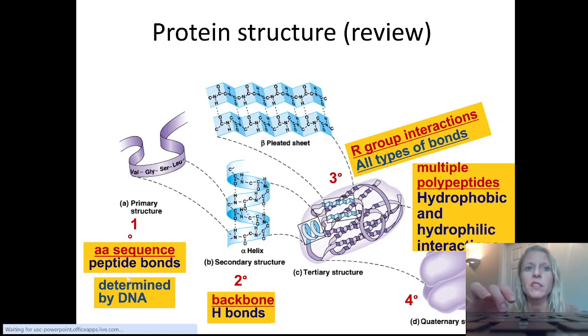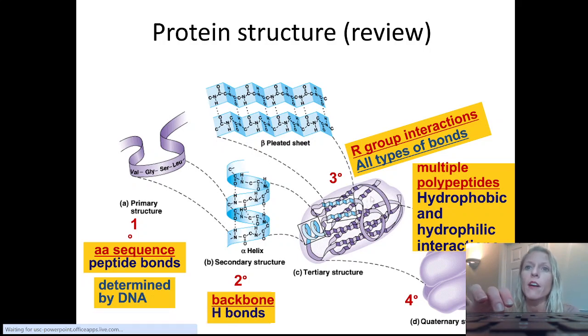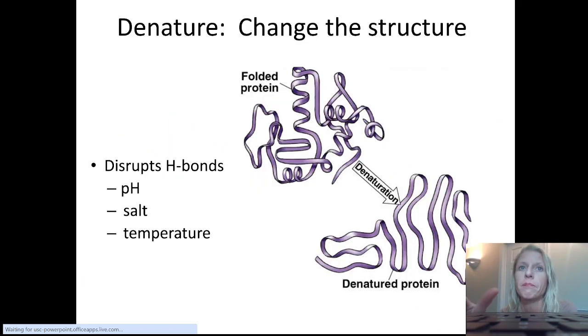Primary sequence: amino acid sequence and peptide bonds determined by your DNA. Secondary structure is alpha helices, beta pleated sheets, or both, as a backbone held together with hydrogen bonds. And then tertiary structure is where we have R group interactions and both hydrophobic and other hydrogen bonding interactions occurring to shape us into where we need to be headed. And quaternary structure is where we have multiple polypeptides. We have both hydrophobic and hydrophilic interactions going on, and we're getting into the exact shape that we need to be in.